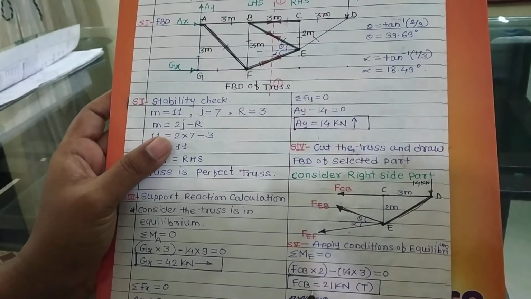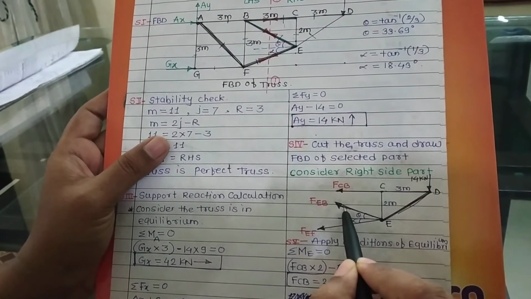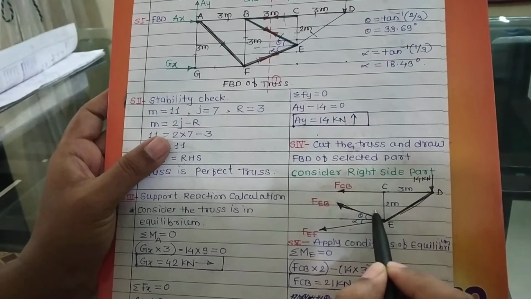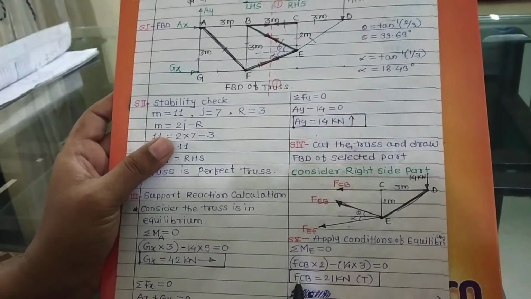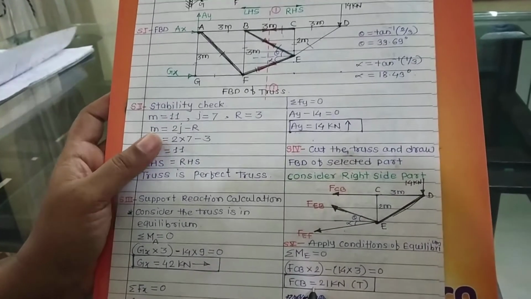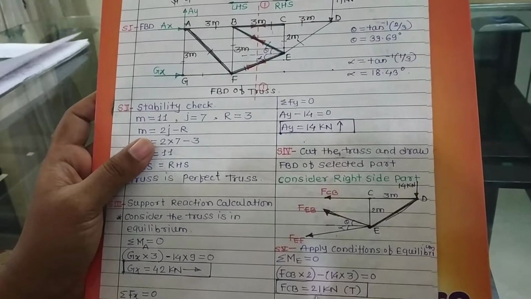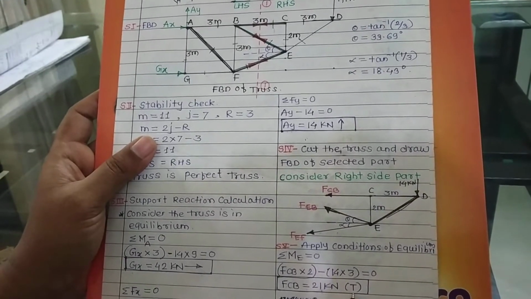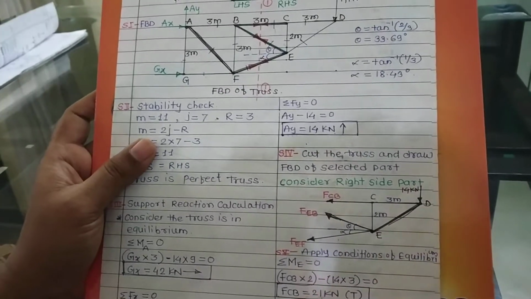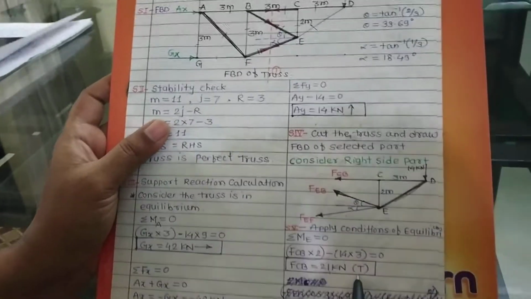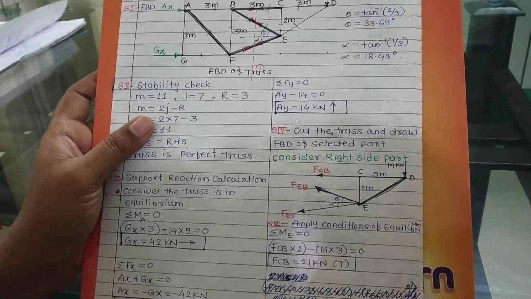So now moment at point E I have taken, so that EF and EB's moment should be 0, and we can find out CB from this. So now the magnitude of CB I found from this moment equation equals to 21 kilonewton. Positive answer it is. That's why the assumption is correct. I have assumed this member as tensile, so the nature of this member is also tensile. That's why answer comes positive.